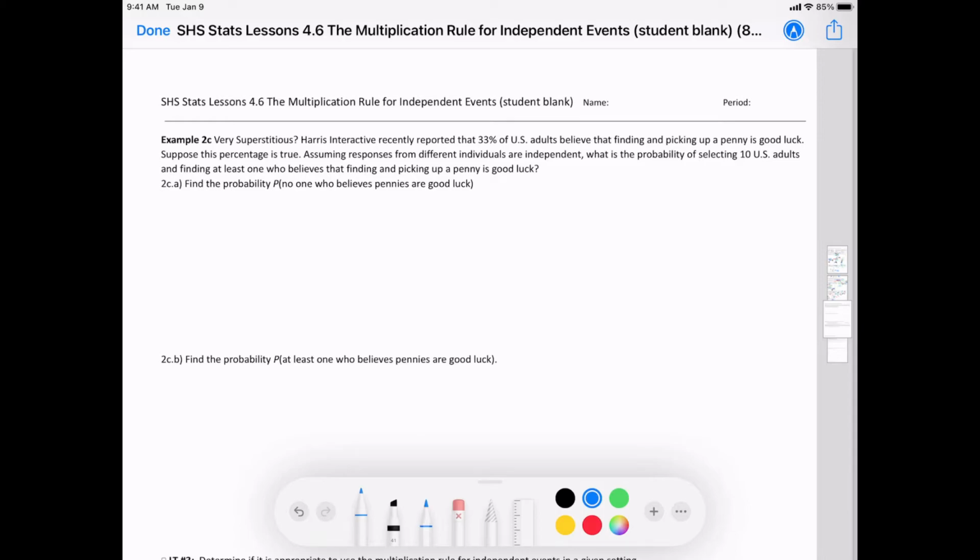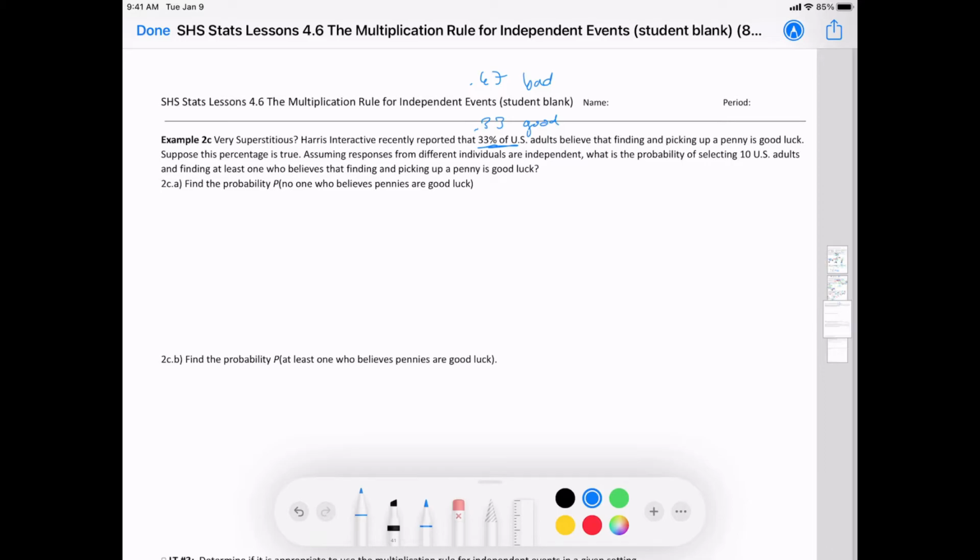Very superstitious. Harris Interactive recently reported that 33% of U.S. adults believe that finding and picking up a penny is good luck. So 0.33, that is good luck. Okay, just want to stop there. And what is bad luck? That would be 0.67, right? Because those probabilities add up to 1. Good plus bad equals all the outcomes of what you do for picking up that penny.